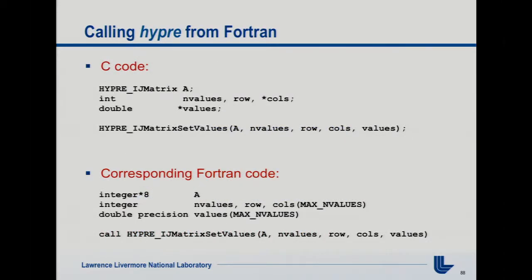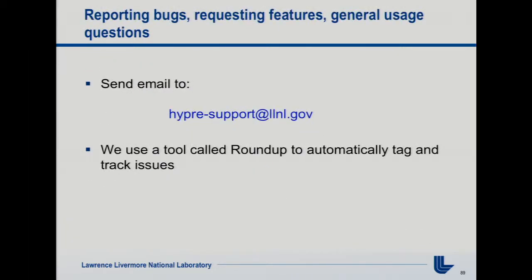We have a Fortran interface. The Fortran interface pretty much mirrors the C interface, and that's really the only way we document it, too. You have to look at the documentation for the C interface and understand how to do the translation to Fortran. OK, and then we also have this HYPRE support. If you've got questions or comments or whatever, this is the place to go. It'll automatically assign a number to it. We'll track it and try to answer your questions as best we can.